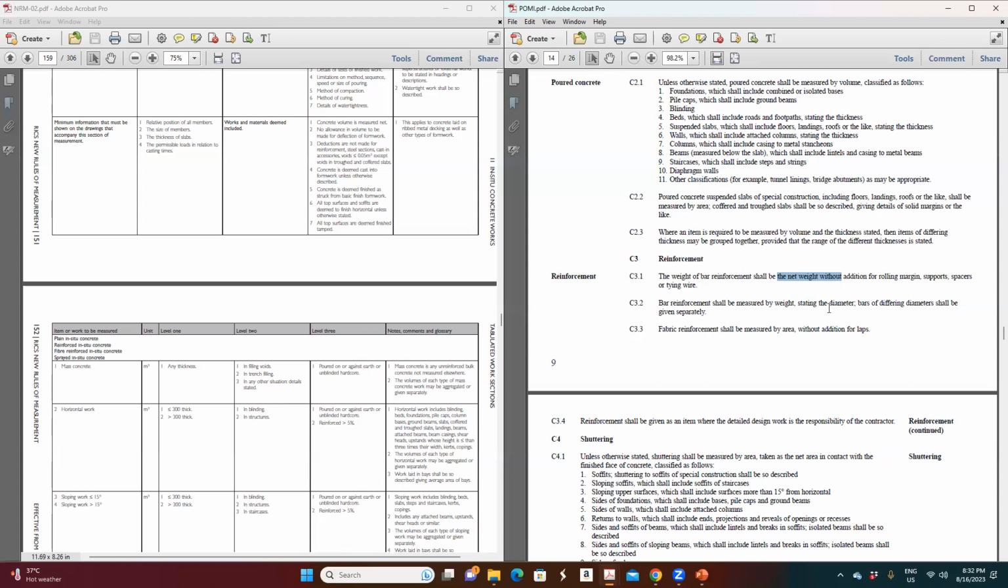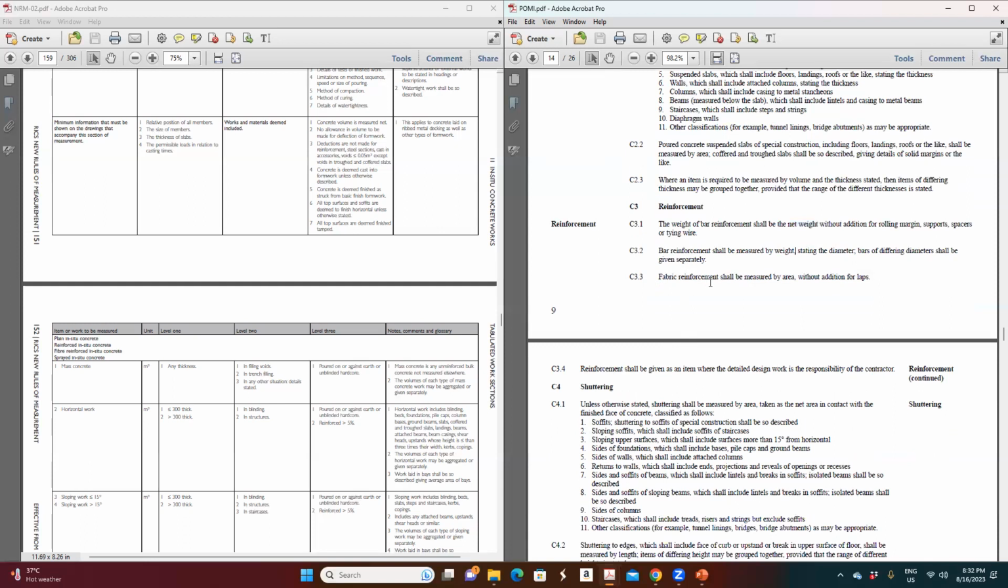Bar reinforcement shall be weight stating the diameter, because when you are mentioning the weight, you have to state the diameter. What is the diameter? Okay, this is a different diameter. Fabrication reinforcement shall be measured by area, which is a mesh. The reinforcement mesh, it will be by area.